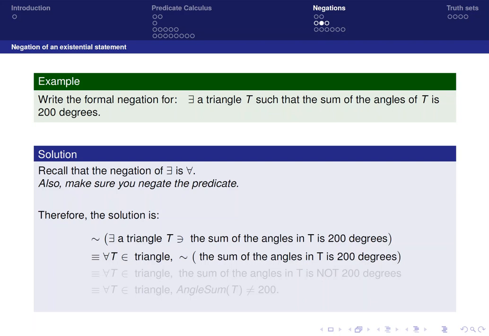"There exists" becomes "for all." The domain does not change. Next, I need to negate the predicate. The sum of the angles in T is 200 degrees. That's the same as saying the sum is not 200 degrees, which can be simplified even more by using the function notation as "angle sum of T is not 200 degrees."